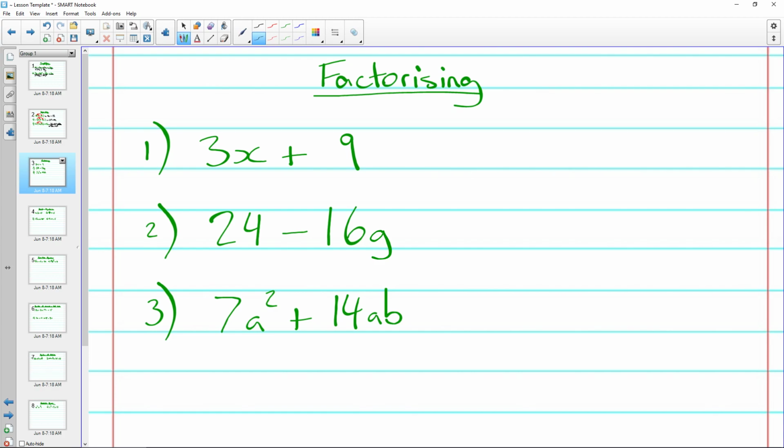So looking at this first question, we need to think of what number I can divide both 3 and 9 by. We can divide 3 by 3 and we can divide 9 by 3, so our common factor is 3. I can't take out the x because there's an x on the first one, but there's no x on the second one. So we're just going to open the bracket now. When we do 3x divided by 3, we're left with just the x, and when we do 9 divided by 3, we're left with just plus 3.